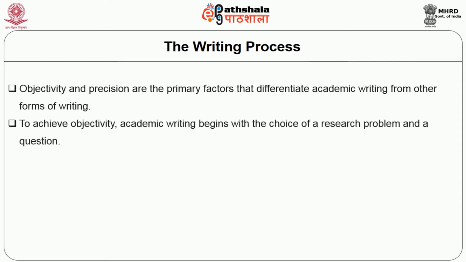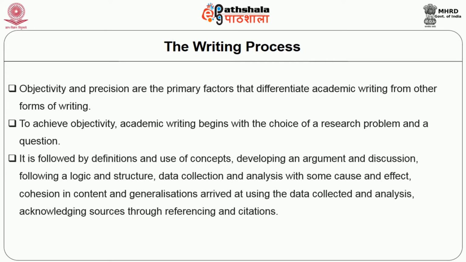To achieve objectivity, academic writing begins with the choice of research problem and a question. It is followed by definitions and use of concepts, developing an argument and discussion, following a logic and structure, data collection and analysis with some cause and effect, analysis, cohesion in content and generalizations arrived at using the data collected in analysis. Acknowledging sources through referencing and citations are important parts of academic writing.